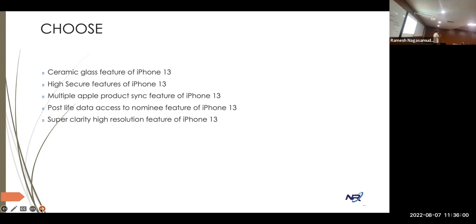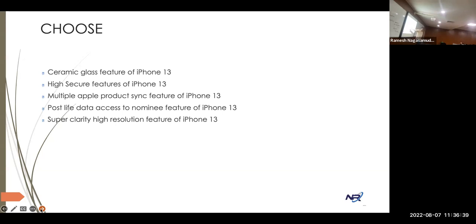I could be typing a message here and just complete the message on my other machine. This is a new feature that they introduced. I didn't know the exact word, so I put this: post live data access to nominee. What happens if I die, and all the contents of my phone, some of it serious content? Apple introduced a feature wherein I can nominate somebody, my son or my wife or anybody, and say that access to the phone can be given to my son.